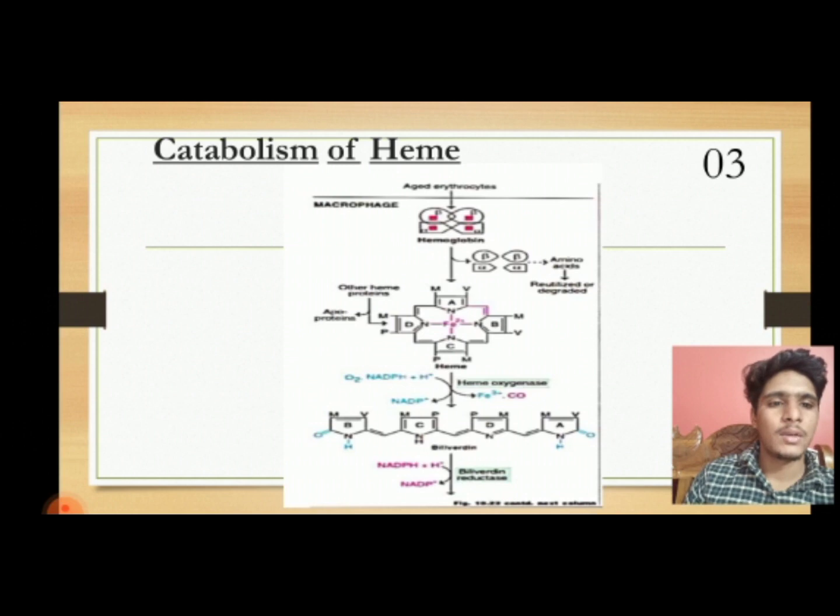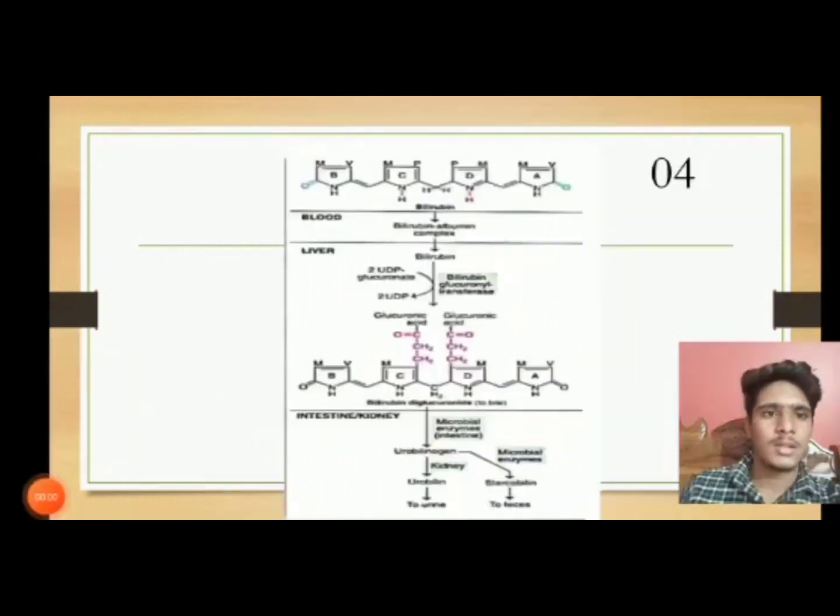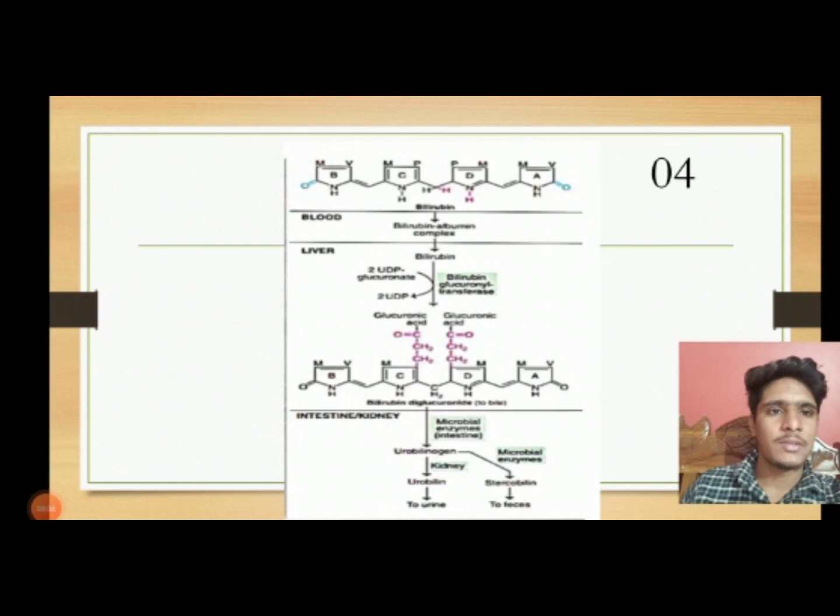Biliverdin is converted into bilirubin in the presence of the enzyme biliverdin reductase. Here NADPH2 is utilized and releases NADP plus. Bilirubin in macrophages is in unconjugated form. When unconjugated bilirubin enters into blood, it combines with albumin and forms albumin bilirubin complex. In blood, unconjugated bilirubin is converted into conjugated bilirubin.